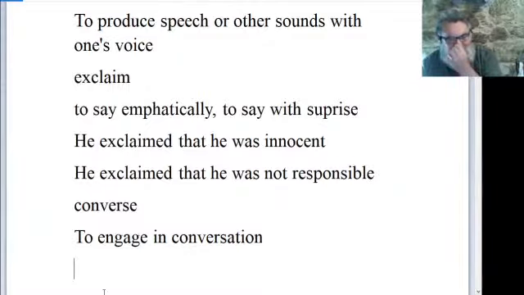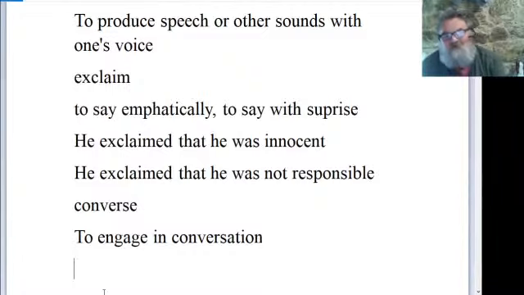To converse is clearly the verb of conversation, so to have a conversation with somebody. Although notice, to converse is probably a bit formal. I'd probably give it something like a 6.5. Yeah, we conversed for an hour about how we could improve the world.